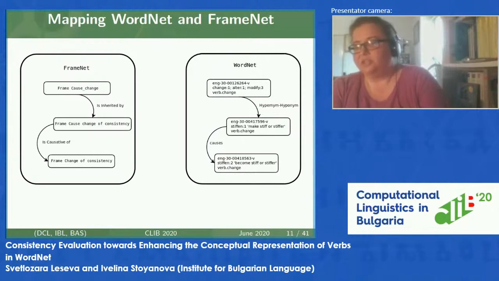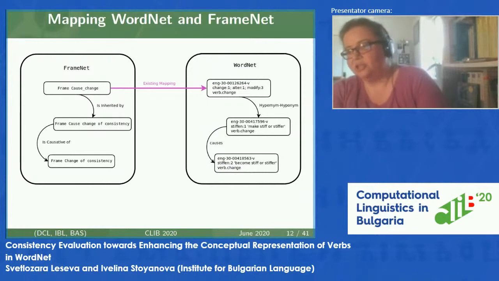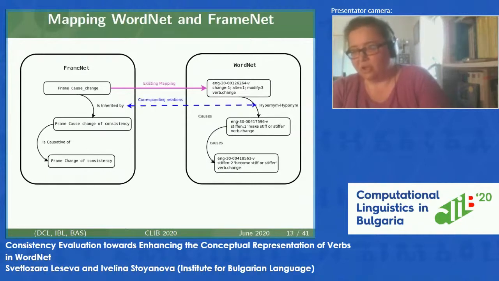So if we start with the synset change, and we're trying to find a frame for it, we find that in one of the existing mappings the synset change is assigned the frame Cause_change. Starting from there, what we examine is the relations of that frame, Cause_change, on one side, and on the other side, we examine the relations within WordNet between the synset change and other synsets. And what we discover is that there is a correspondence in inheritance relations. The relation of inheritance in FrameNet is inherited by, and there is another inheritance relation in WordNet, which is the hypernym to hyponym relation.